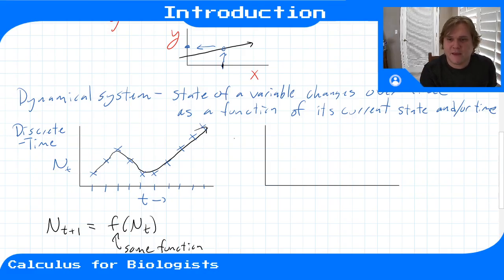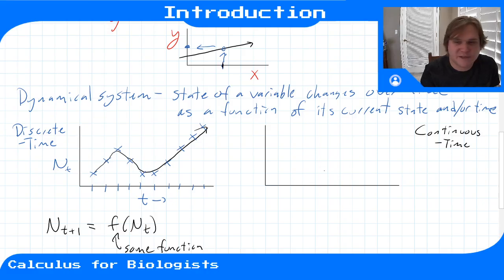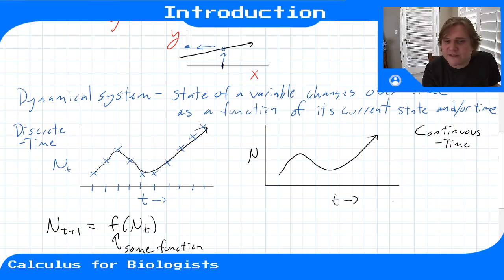Okay. The other type of dynamical system is continuous time. In a continuous time dynamical system, time is measured continuously. Discrete time is great for discrete measurements and for simulating, okay, if I know the number of cases today, how many will there be tomorrow? But maybe you're interested in how many there will be in half a day, or in 1 minute, or in 10 minutes. In this situation, n is going to be measured at every point in time. So it's continuous in time, and these systems are often modeled with differential equations.